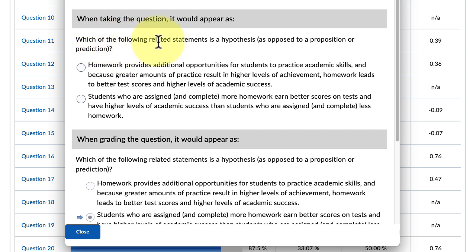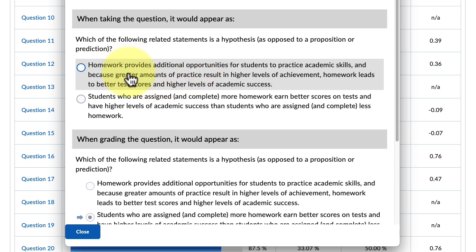Which of the following related statements is a hypothesis as opposed to a proposition or prediction? So I'm going to look at these two. Homework provides additional opportunities for students to practice academic skills, and because greater amounts of practice result in higher levels of achievement, homework leads to better test scores and higher levels of academic success. Well, to me, when I read it, it doesn't sound like a hypothesis because I don't hear clear variables identified necessarily, at least to me.